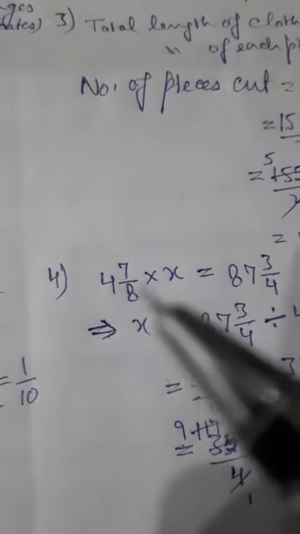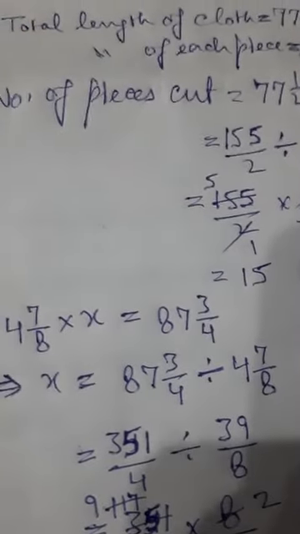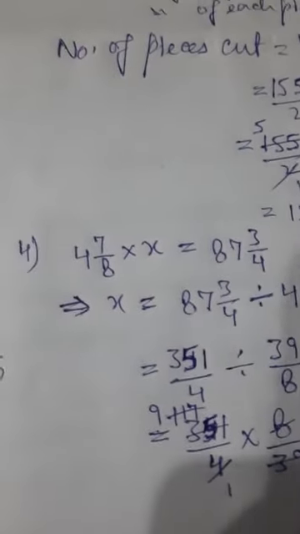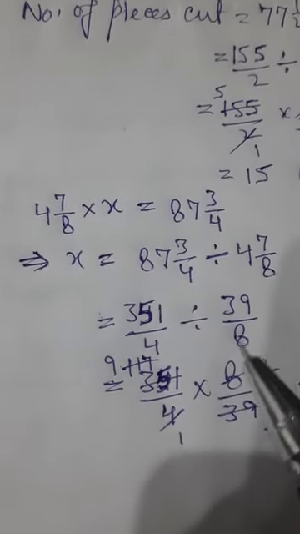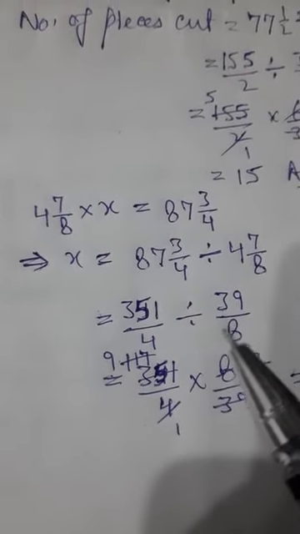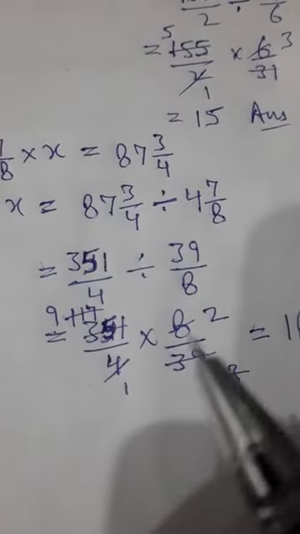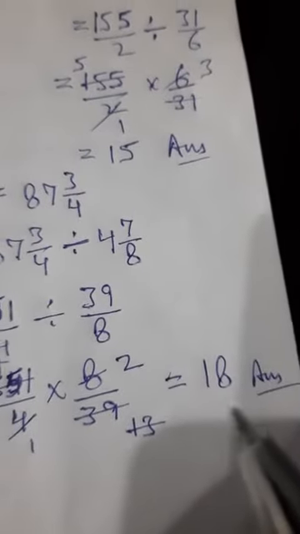So it is multiplication here; when it goes to the other side, it will divide. So 87 whole 3 by 4 divided by 4 whole 7 upon 8. Both are mixed fractions, so we convert them into simple fractions, and then this changes into multiplication and this gets reciprocated. Now here again we simplify to the lowest terms and we get 18 as the final answer.